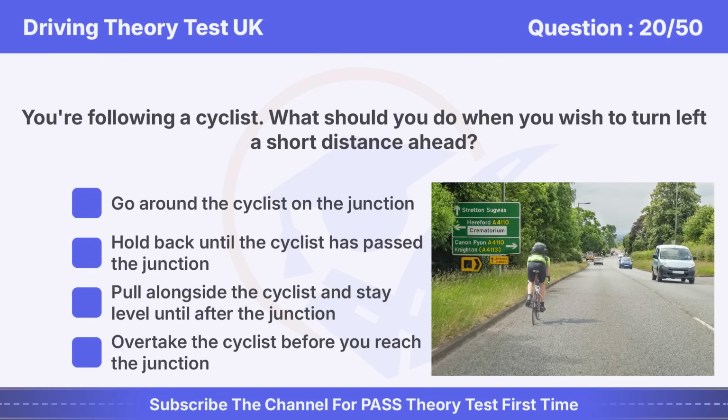Question 20. You're following a cyclist. What should you do when you wish to turn left a short distance ahead? Option A. Go around the cyclist on the junction. B. Hold back until the cyclist has passed the junction. C. Pull alongside the cyclist and stay level until after the junction. D. Overtake the cyclist before you reach the junction.